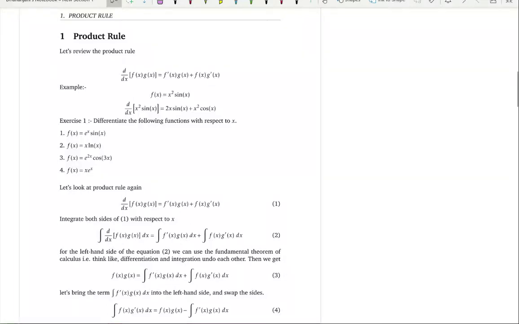Hello everyone, so in this video series we are going to learn about integration by parts. So where do we start? We start with the product rule.